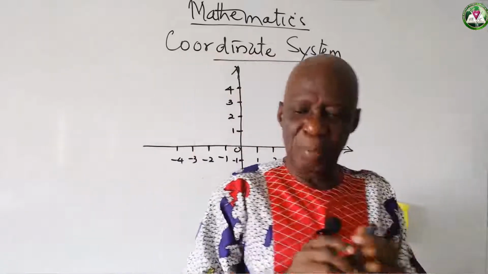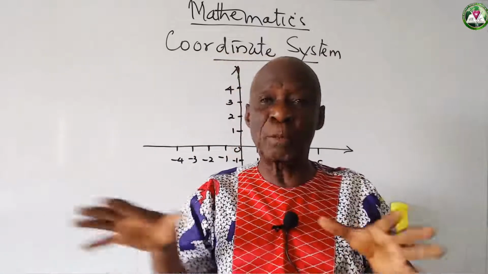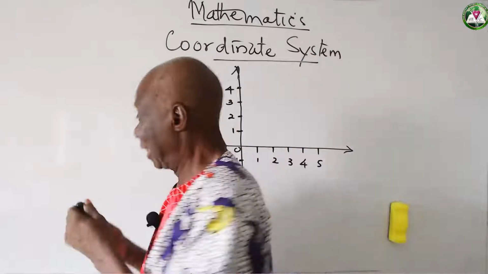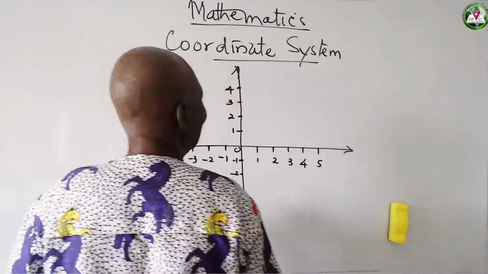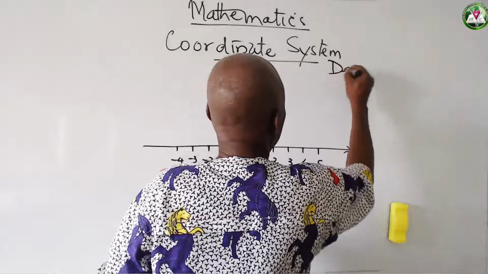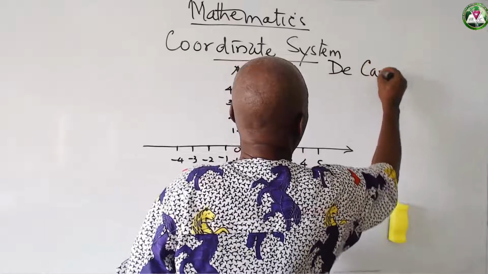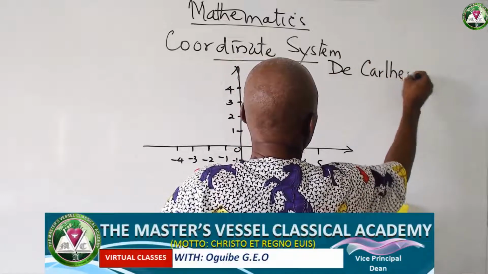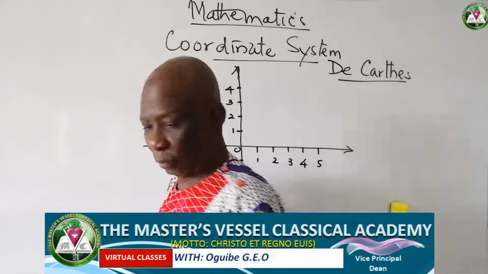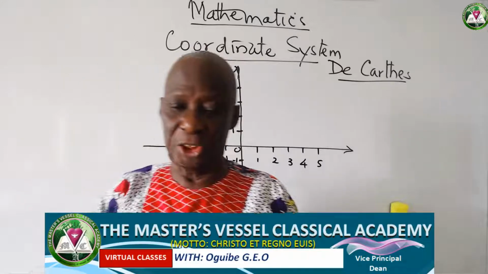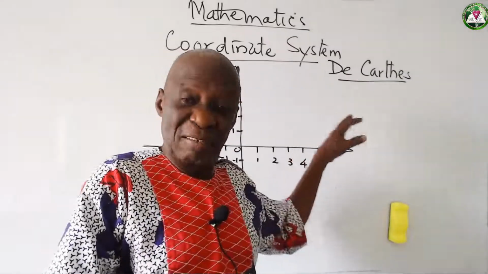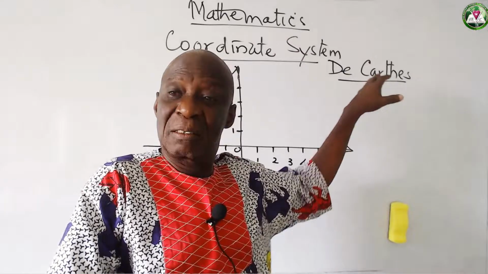And this man's name is very important in this aspect of mathematics. Descartes. The man's name is Descartes, a Frenchman who experimented and got us this. So because of that, whenever we're referring to this type of thing, we always remember this man.